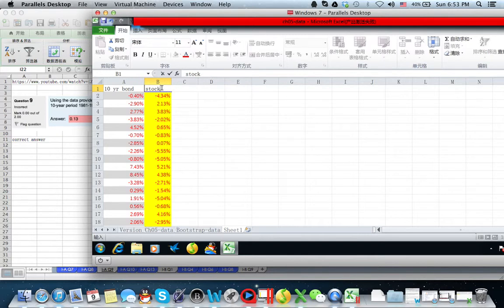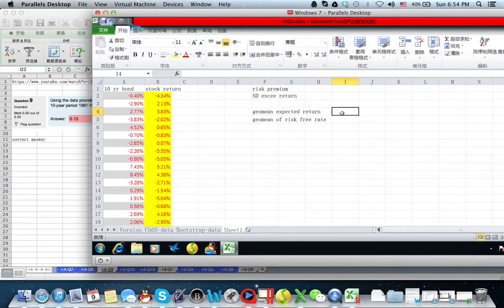Stock return in the 10-year period. The formula for Sharpe ratio equals the risk premium divided by the standard deviation of excess return. So we need to find the risk premium and the standard deviation of excess return. To find the risk premium, we need to have the geometric mean of expected return and the geometric mean of the risk-free rate.